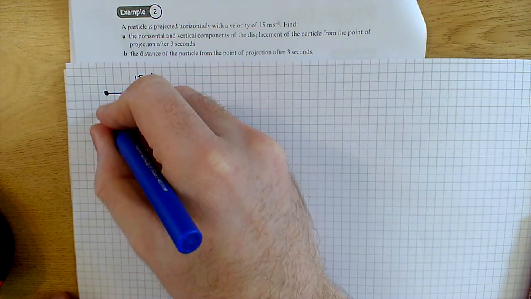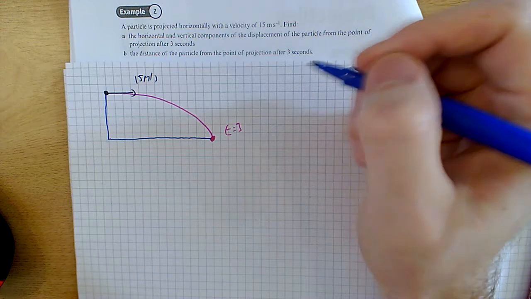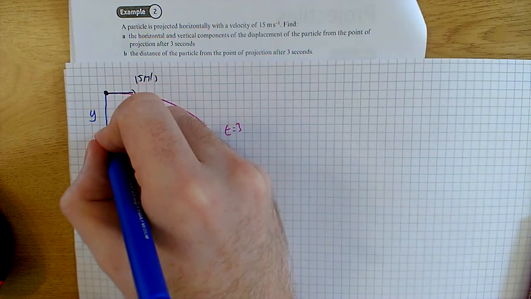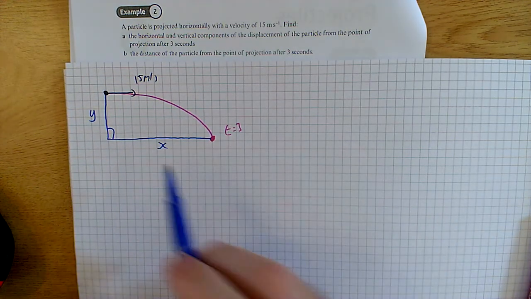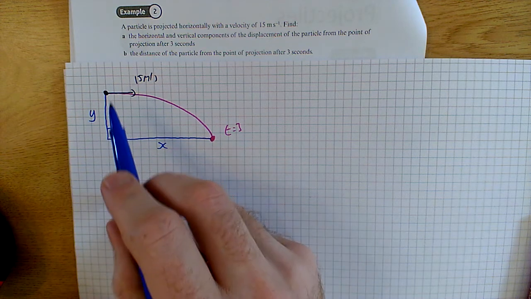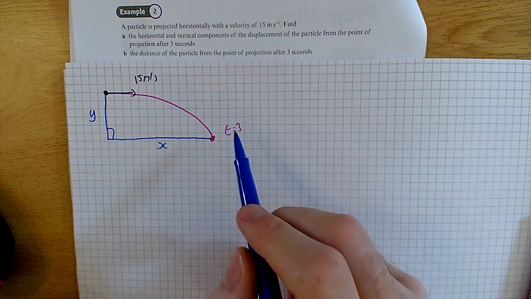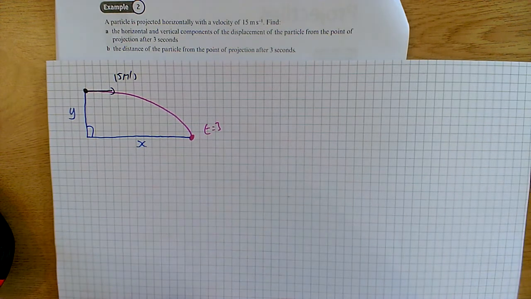So if we were to draw ourselves a little diagram like this, this would be the vertical component, let's call it y, and this one would be the horizontal component, let's call it x. So what we're looking for is, from the start point to the time t equals 3, how far has the particle travelled down and how far has it travelled across. In order to work this out, we're going to resolve it vertically and horizontally, just like we did in the previous question, and like you will in all of these projectiles questions.